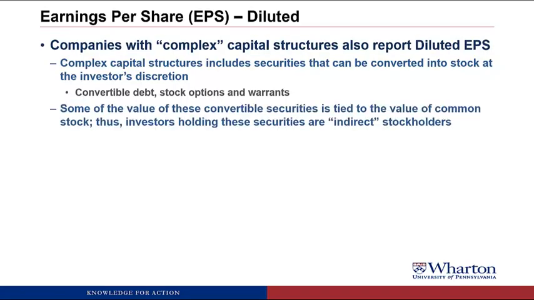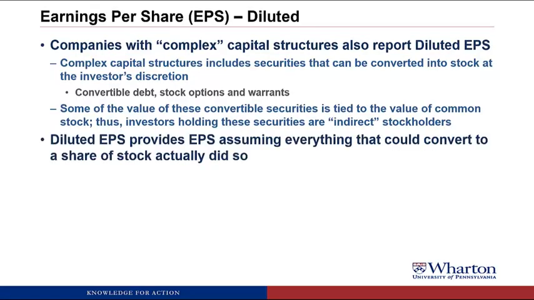Now, some of the value of these convertible securities is tied to the value of the common stock. Basically, you get a stock option or you get convertible debt, and part of the price of getting that incorporates the price of the common stock because there's this option to convert. So in a sense, the investors holding these securities are like indirect stockholders, and we really should count them as at least some fraction of the common shareholders at the time we do the EPS calculation.